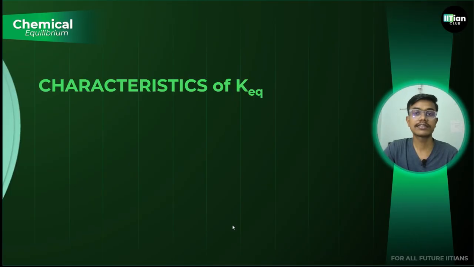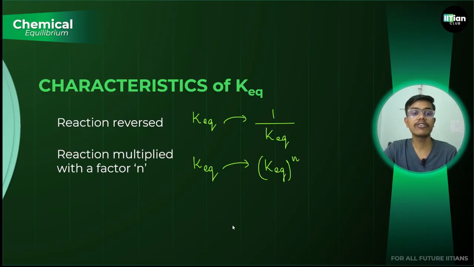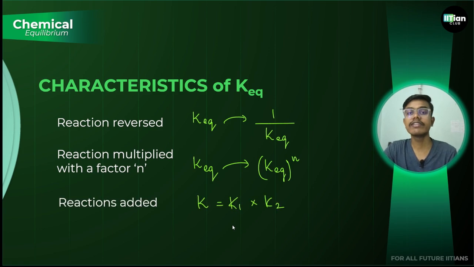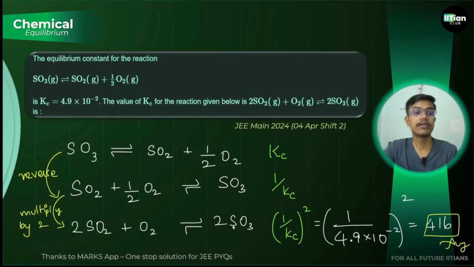Moving on, we have characteristics of the equilibrium constant. First, when the reaction is reversed, that is, when the products are written as reactants and the reactants become the products, the equilibrium constant of the new reaction is 1 by K. When you multiply the entire equilibrium reaction by n, the equilibrium constant is raised to the power n. And finally, when you add two or more reactions with equilibrium constants K1 and K2, the equilibrium constant of the new reaction is K1 into K2. This was applied in a recent JEE Main question in 2024. Make sure you do this.